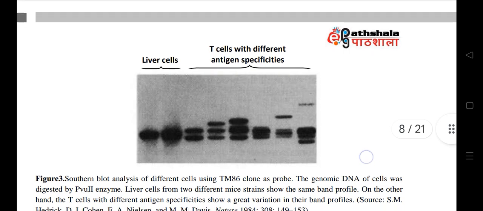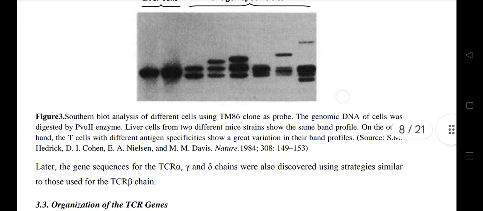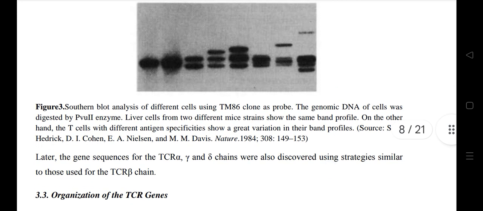Liver cells, T cells from different antigen specificities. Southern blot analysis of different cells using the TM86 clone as probe. The genomic DNA of the cells was digested by the PvuII enzyme. Liver cells from two different mouse strains show the same band profile. On the other hand, the T cells with different antigen specificities show a great variation in their band profiles.